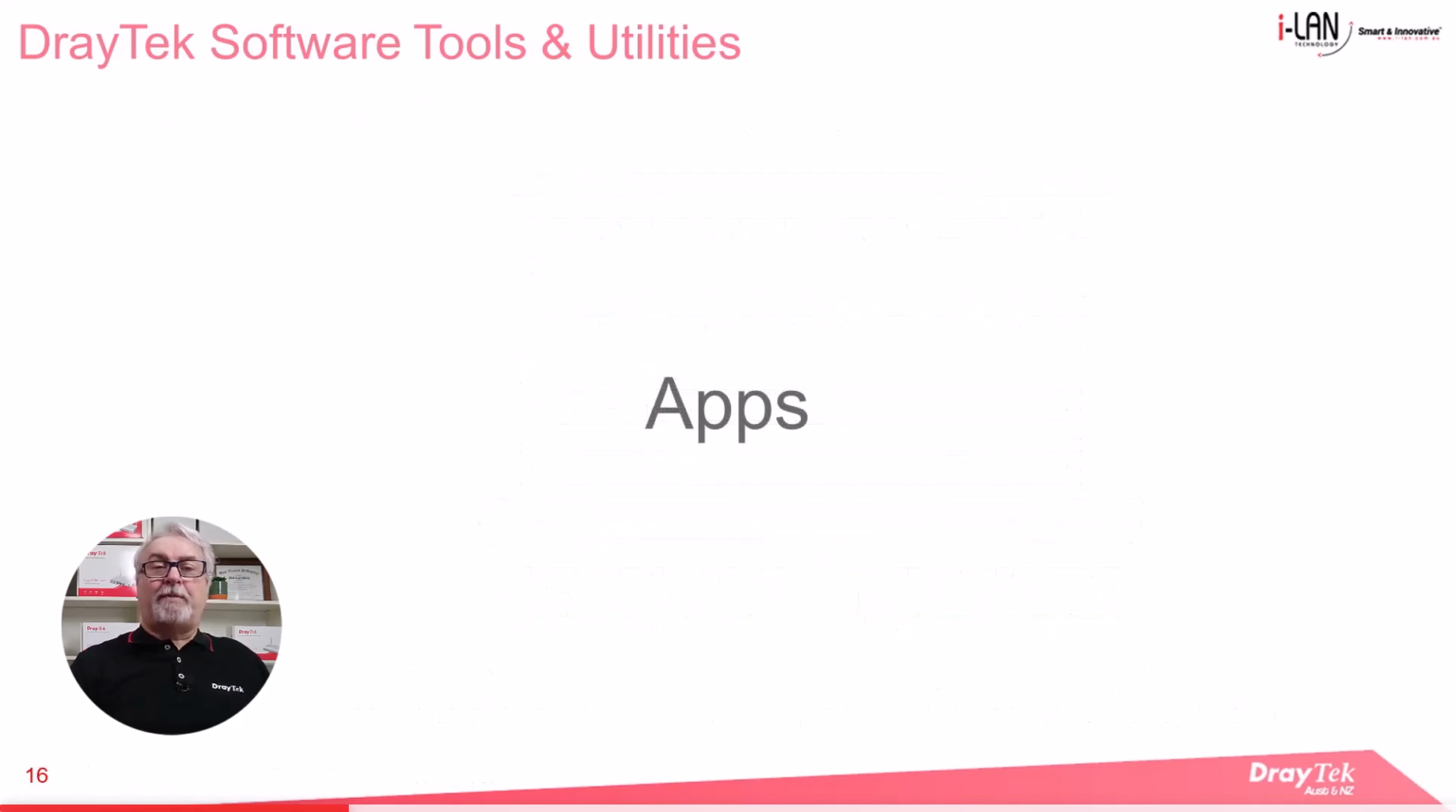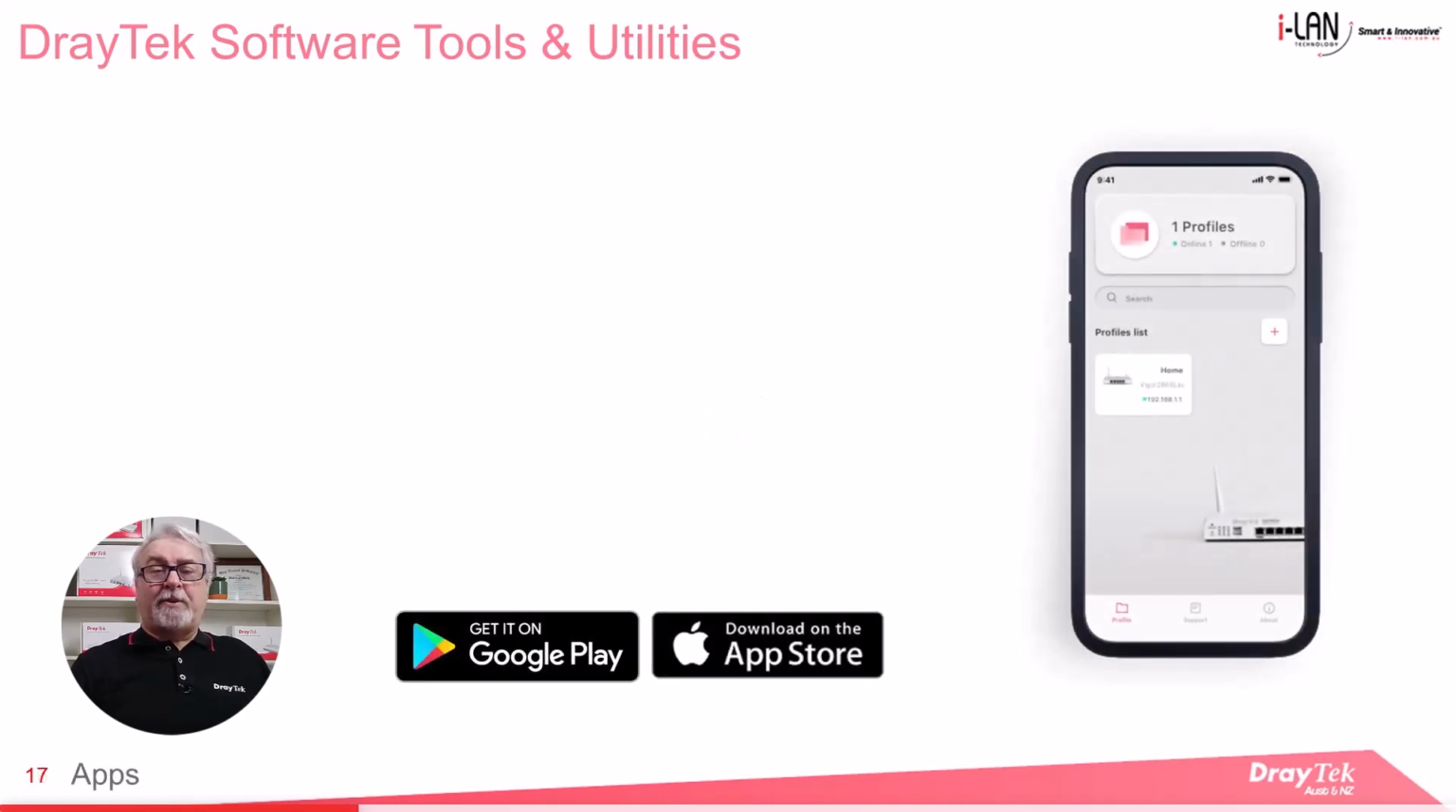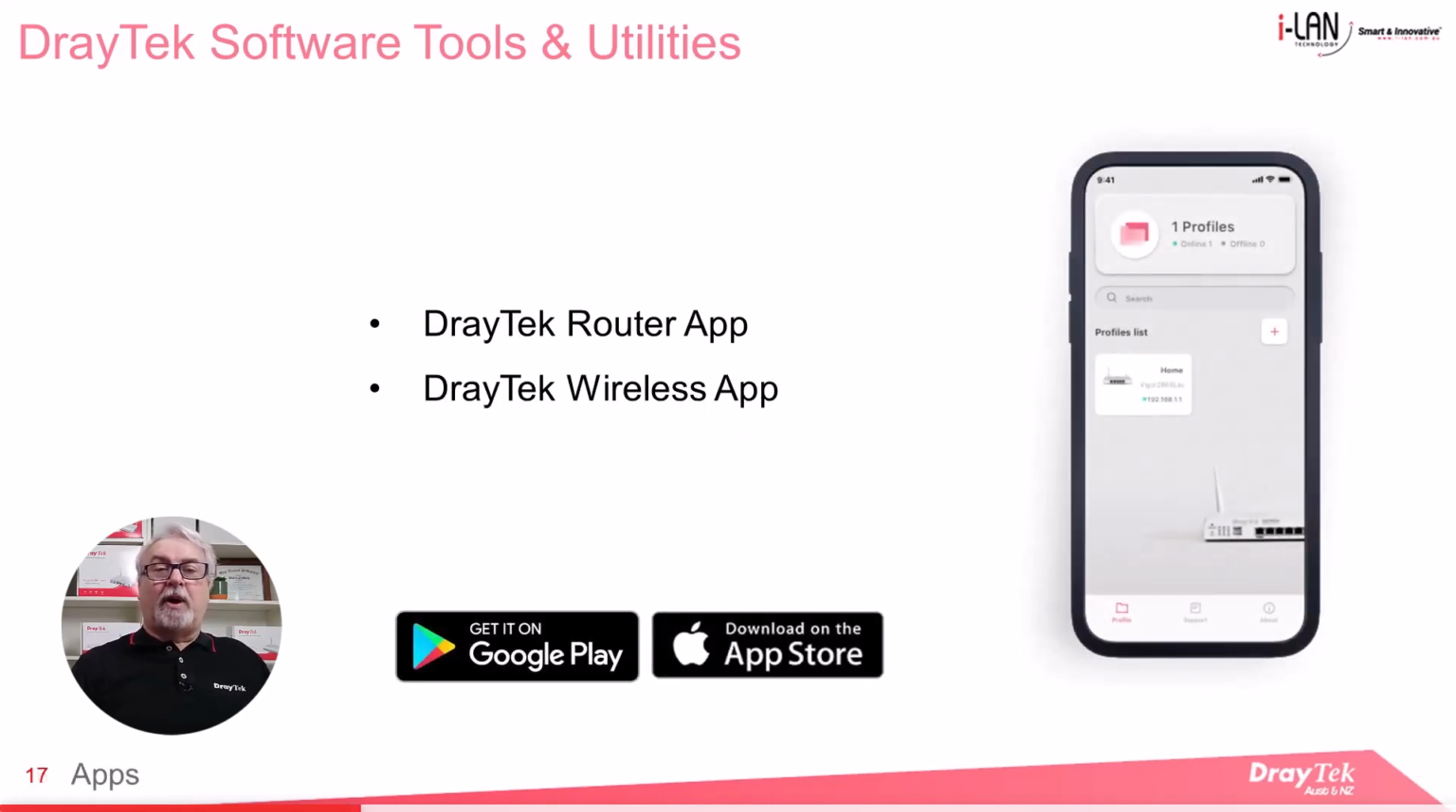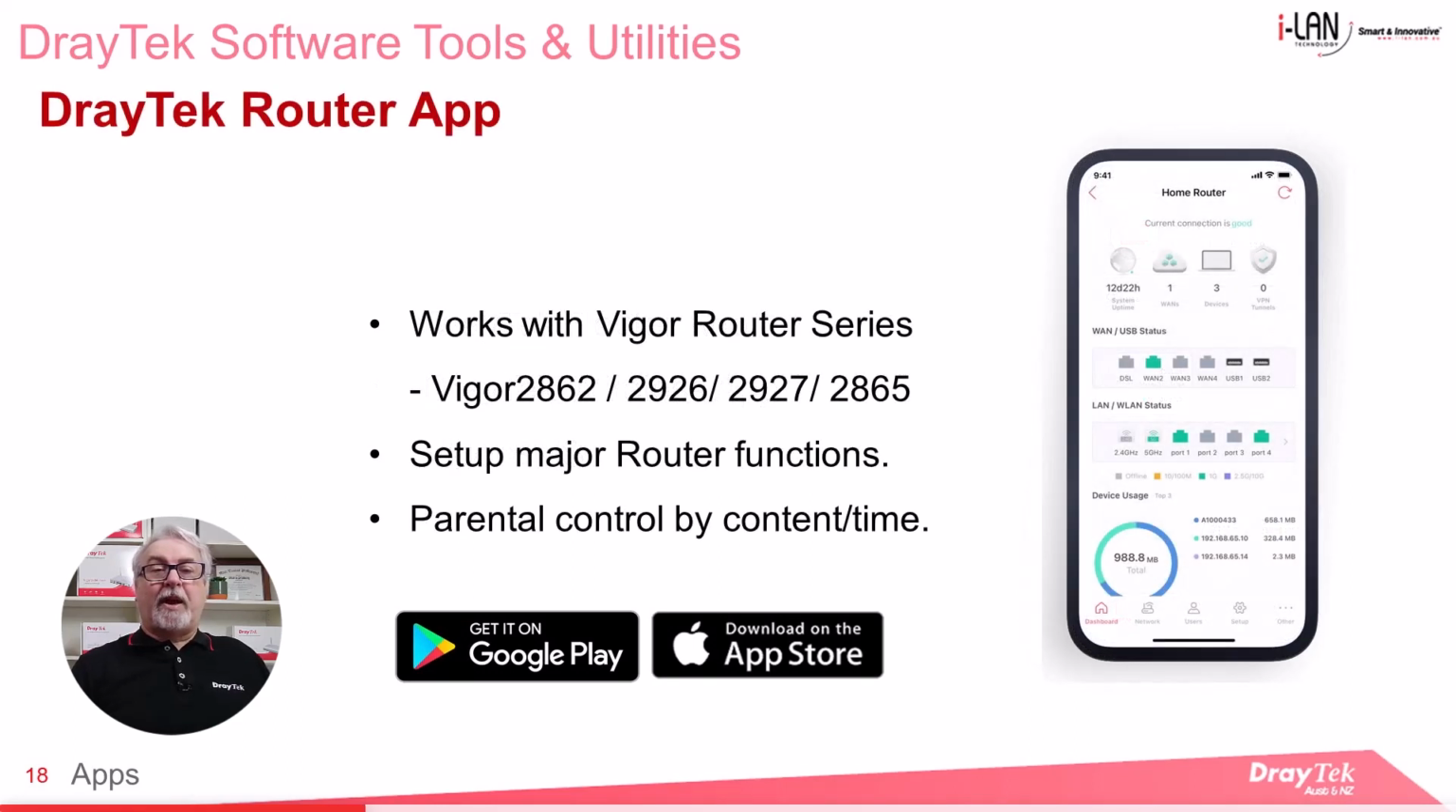Let's now look at what apps are available from DrayTek. These are software applications that can be run from both Android and Apple mobile devices. There are 3 apps available. There's the Router App, the Wireless App, and VigorSMS app. The DrayTek Router App provides a solution for non-technical users by simplifying the configuration process and focusing on the most popular options used in the router settings. It also gives professionals the ability to manage networks from a mobile device.